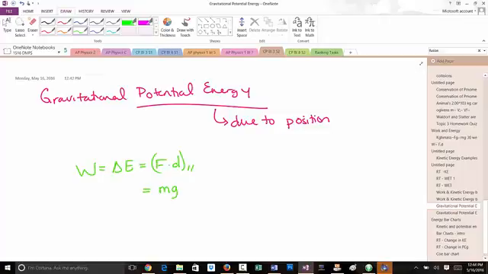D is the distance that he's traveling, but let me ask a question. Am I doing work right now? Yes. Am I doing work right now? No. So that distance has to be a very specific kind of distance. And if I'm talking about gravitational potential energy, it's always going to be in this up and down direction. Does that make sense? Yes.